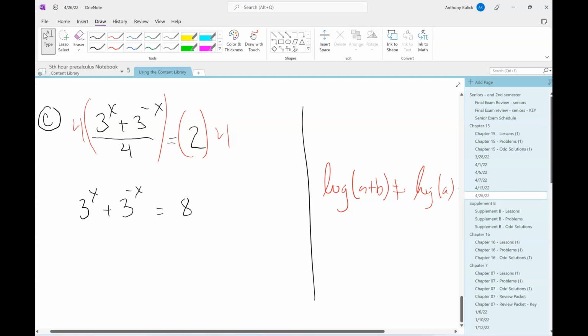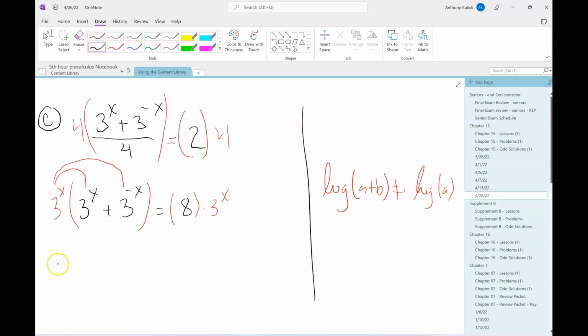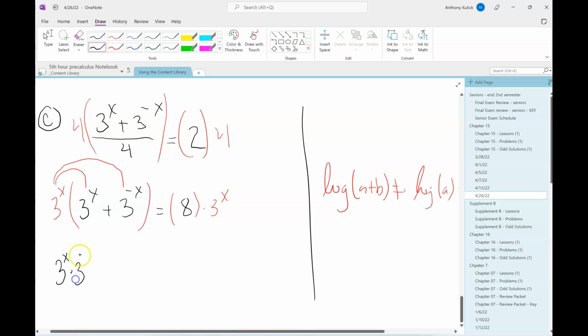So here's the trick. I'm going to multiply both sides of this equation by 3 to the x. So that would distribute through here. So I'd have 3 to the x times 3 to the x plus 3 to the x times 3 to the negative x equals 8 times 3 to the x.